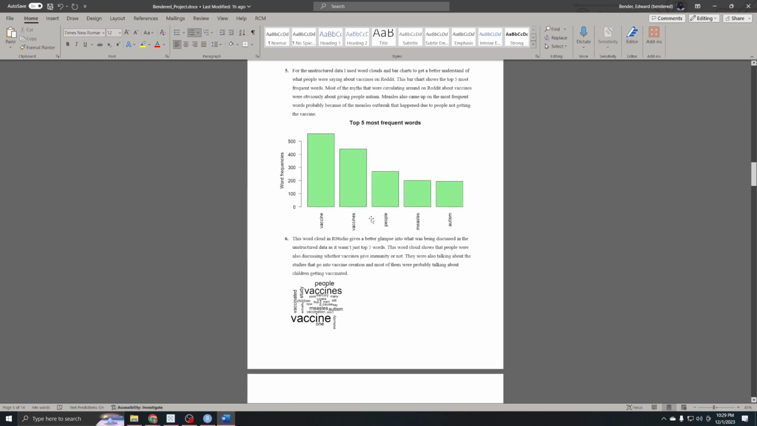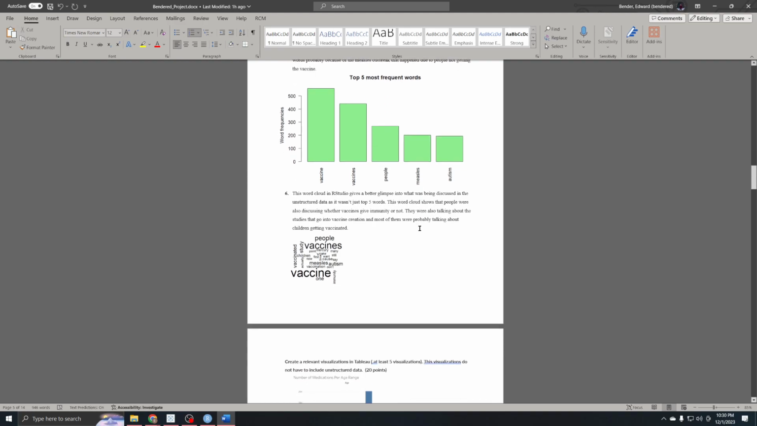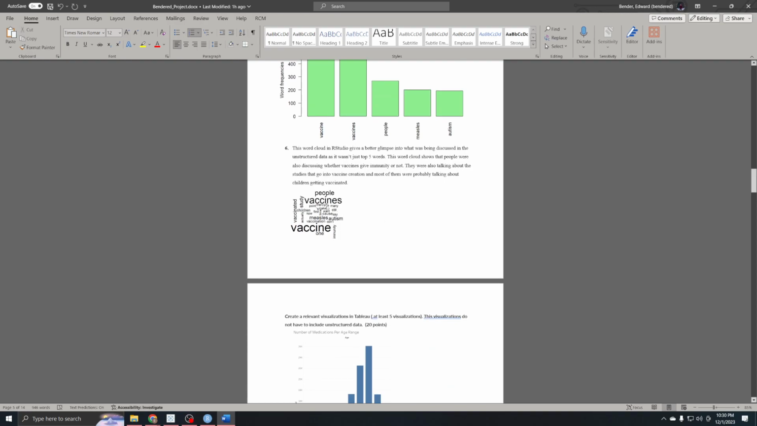Here we see that people are mainly afraid of, obviously vaccines are talked about, but mainly afraid of autism, as a well-known vaccine myth is that vaccines give children autism, and this data was also taken around the time that measles was coming back in daycares as children were not getting their measles vaccines. Here with the word cloud, we can also see a little bit more.